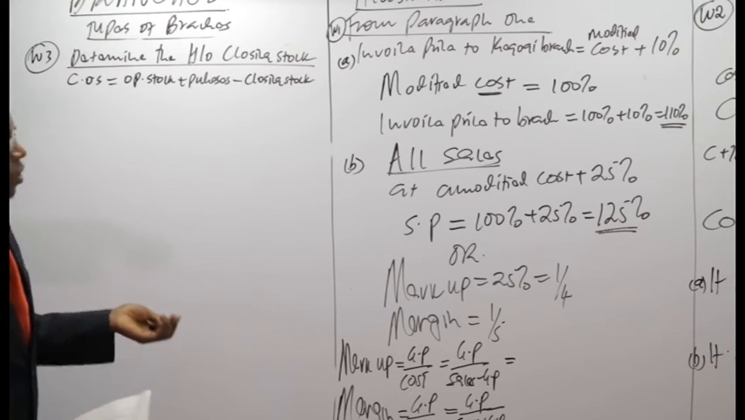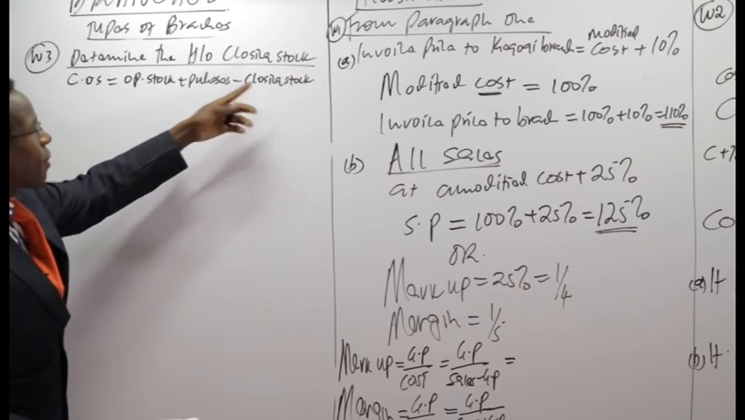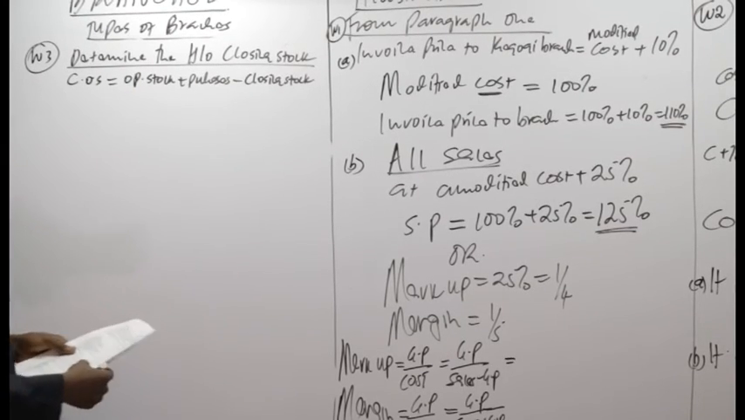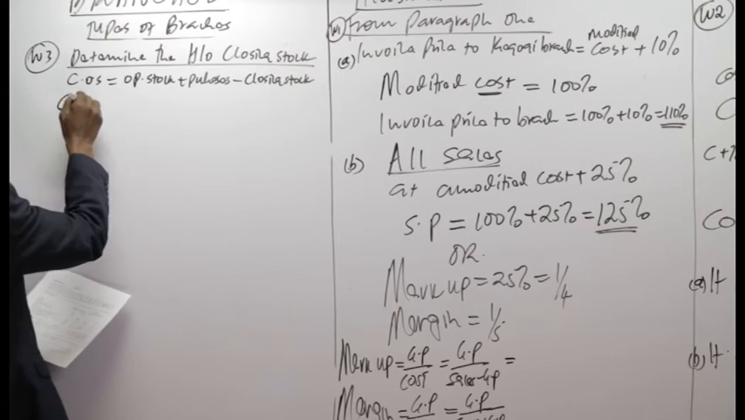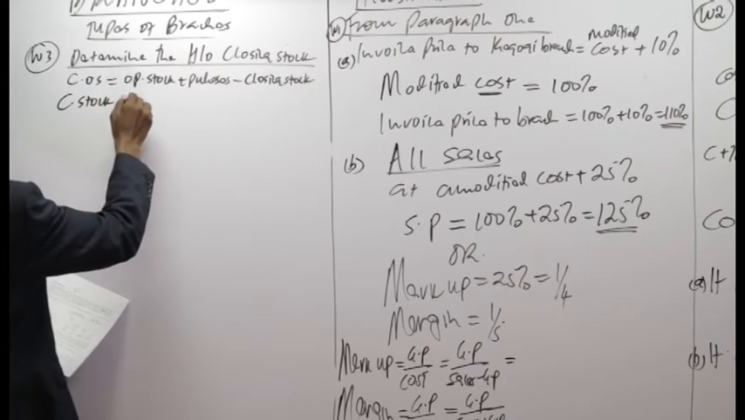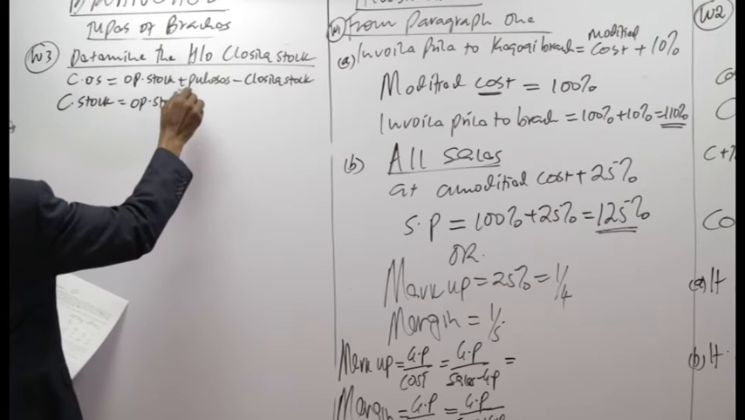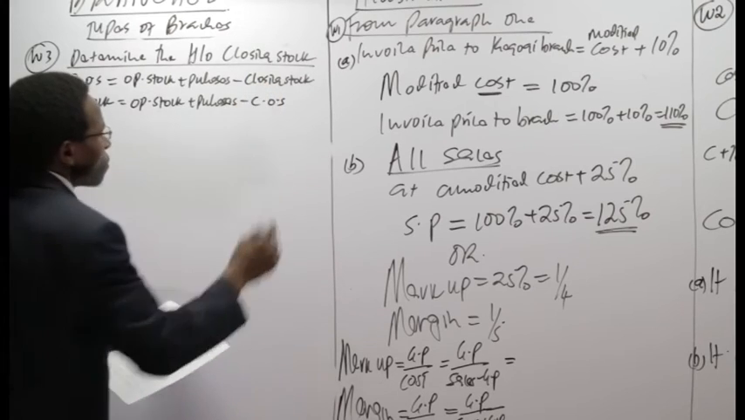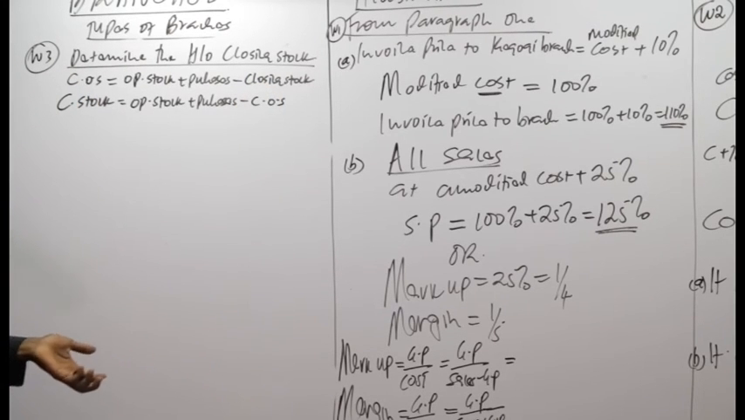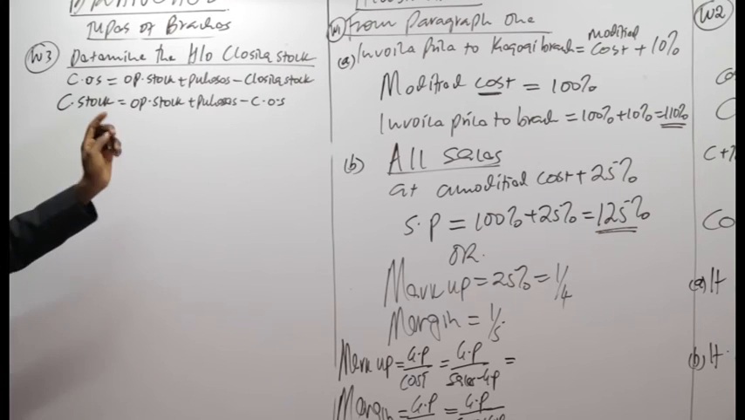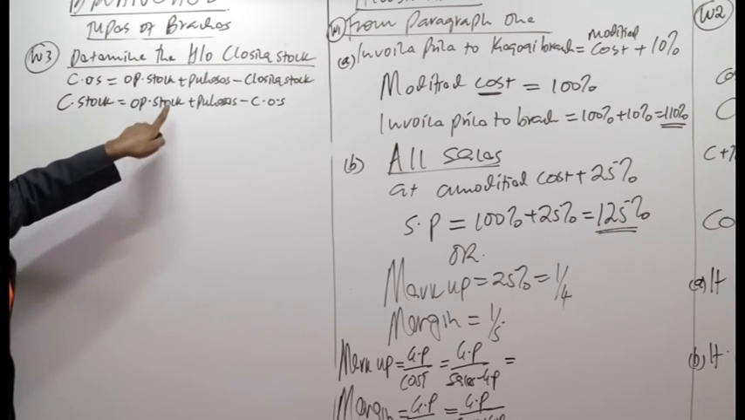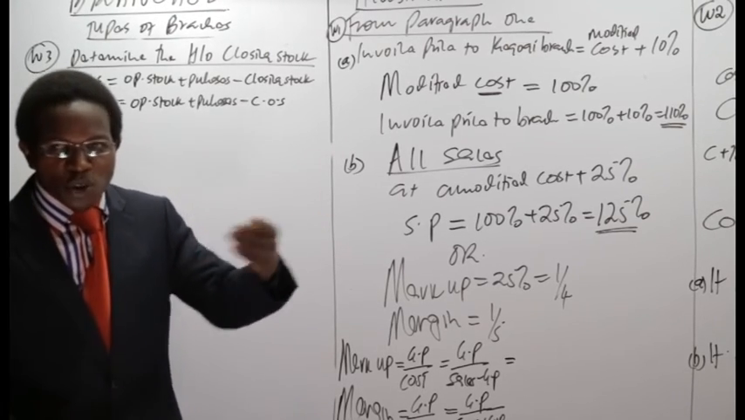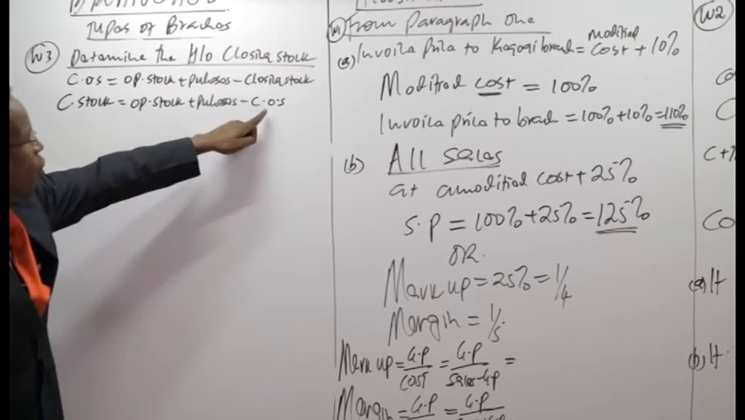That's basic knowledge. But now we want to make the closing stock the subject of the formula. If we make the closing stock the subject of the formula, we are going to have the opening stock plus purchases minus cost of sales. Simple. But because we are in the books of the head office, you need to remember that apart from the opening stock and purchases, there is modification costs. That is an inventoriable cost.